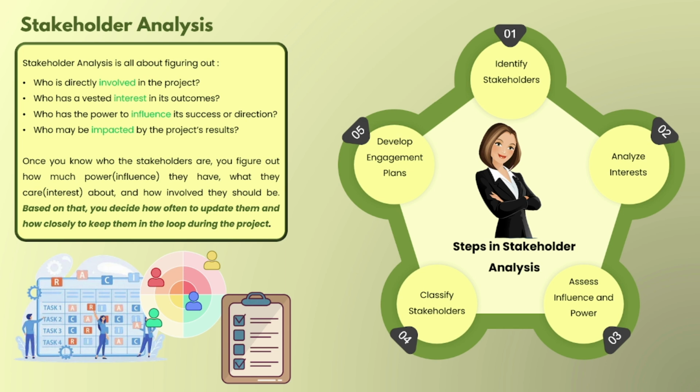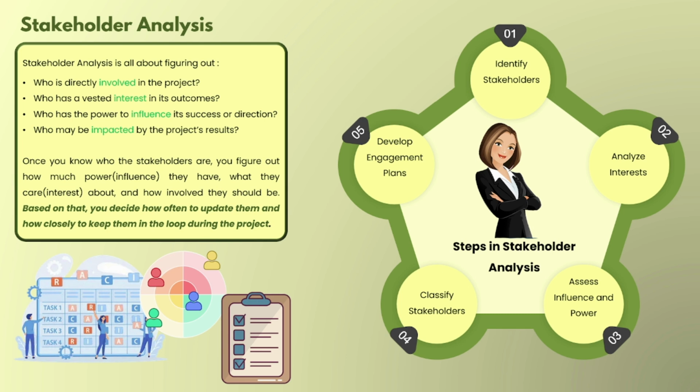In the third step, we assess influence and power. Here we check how much say or control each person or group has. In short, can they make big decisions or change the direction? So here we assess their influence and their power within the organization. And the fourth stage is classify stakeholders. Once we have all the data within the organization, now it's up to us to classify them. Here we group them based on how much they care and how much power they have.